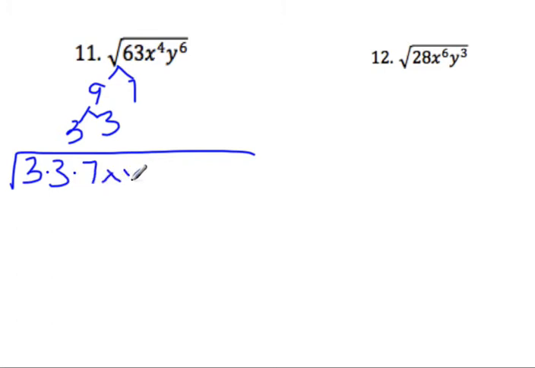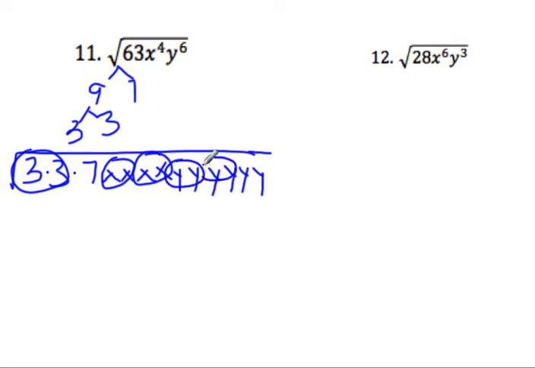So I have 1, 2, 3, 4 X's, and then I have 1, 2, 3, 4, 5, 6 Y's. So now I'm going to go ahead and circle my pairs. So I have a pair of 3's, a pair of 2's, 2 pairs of X's, and then I have 1, 2, 3 pairs of Y's. So notice that there's no X's or no Y's left underneath the radical. The only thing that's going to be left underneath the radical is that 7.